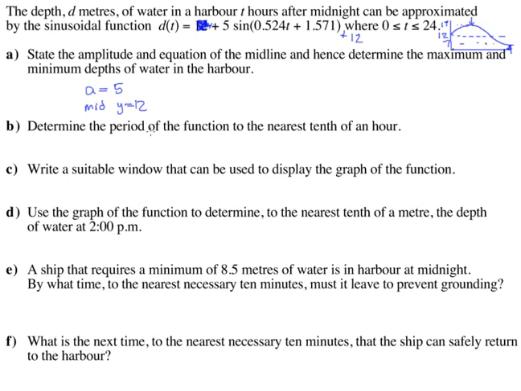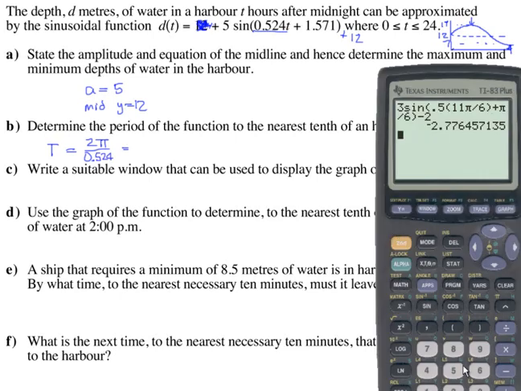Determine the period to the nearest tenth of an hour. Well, our b value is 0.524. So the period is 2 pi divided by 0.524. So to the nearest tenth, it's 12.